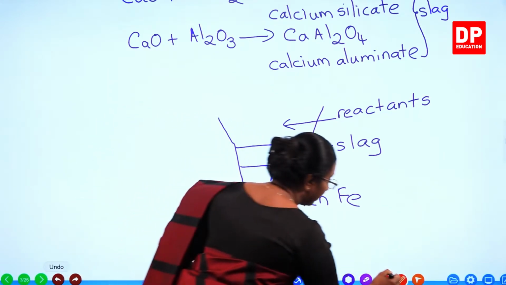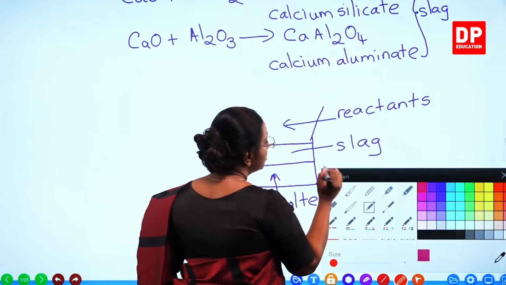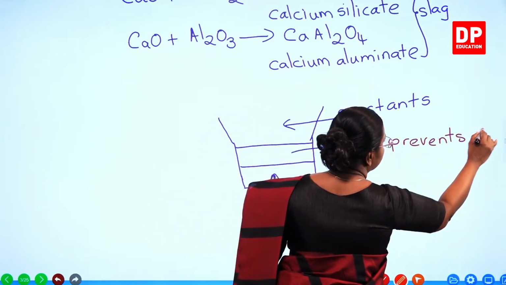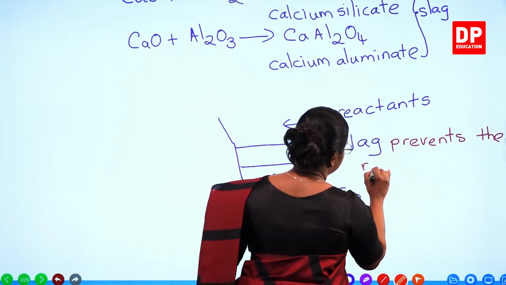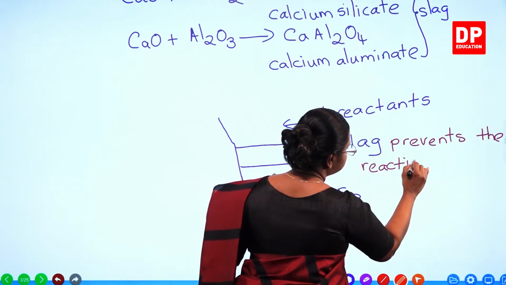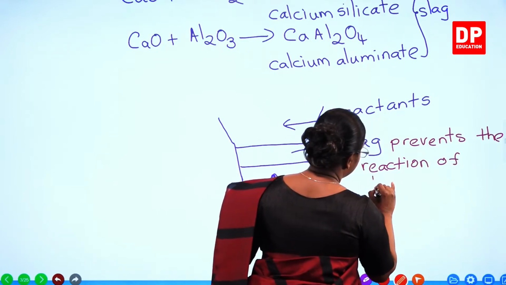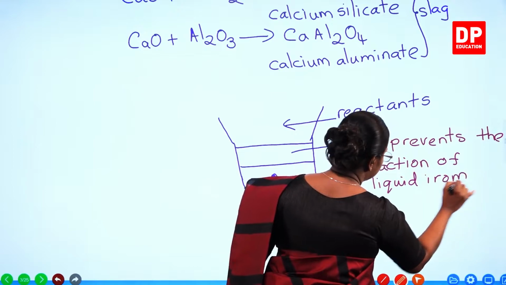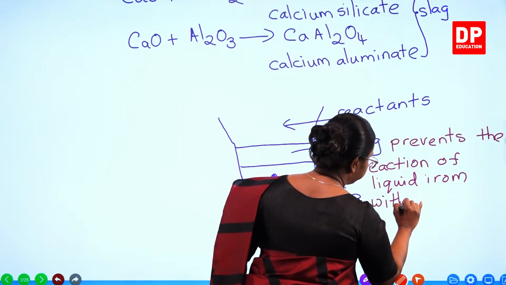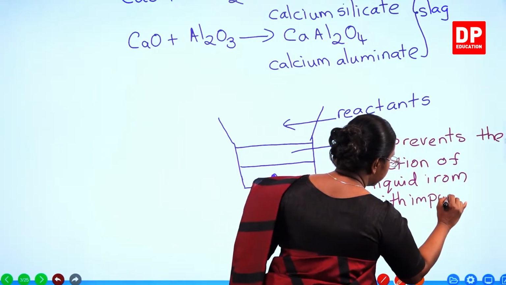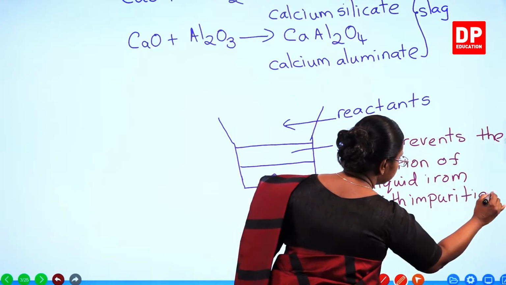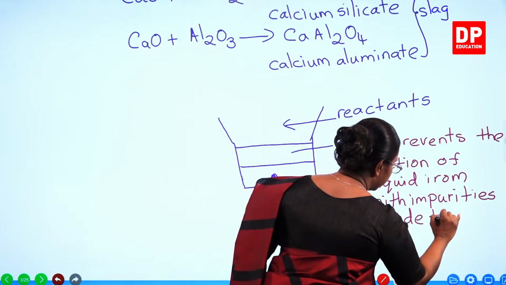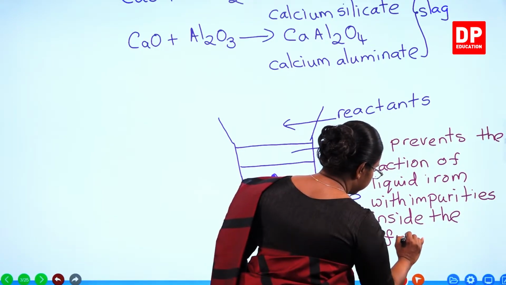You have to remember that. So slag prevents the reaction of liquid iron with impurities inside the furnace.